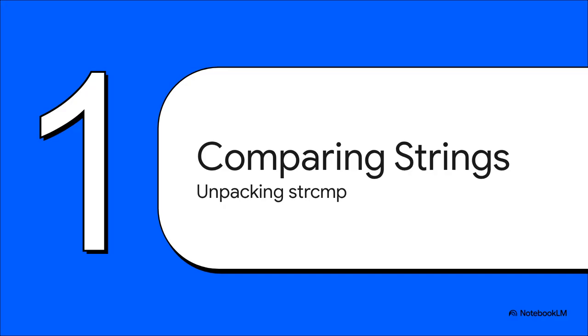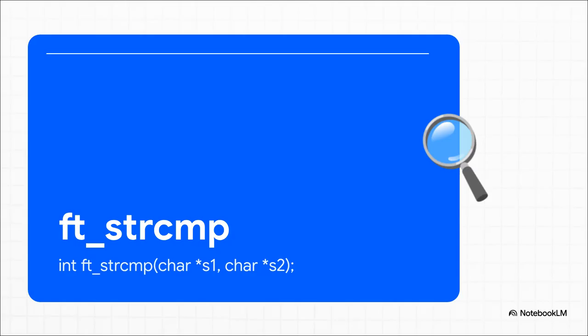All right, section 1. Let's unpack ft_strcmp and ft_strncmp. We're going to focus on exactly how we compare two strings, character by character. So, for exercise 00, your goal is to recreate this standard prototype. Essentially, you're building a function that takes two character pointers, S1 and S2, and iterates through these two null-terminated strings at the exact same time.